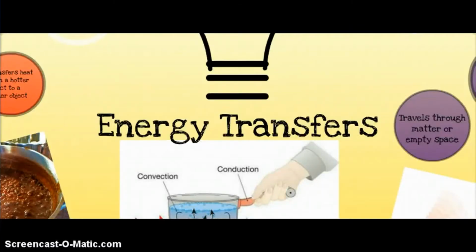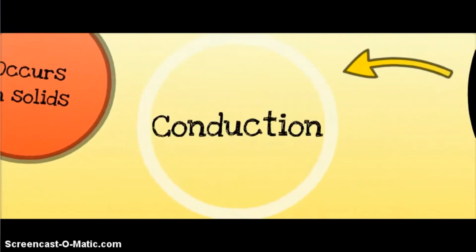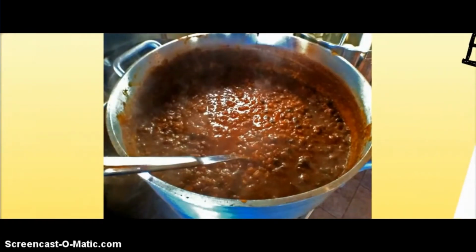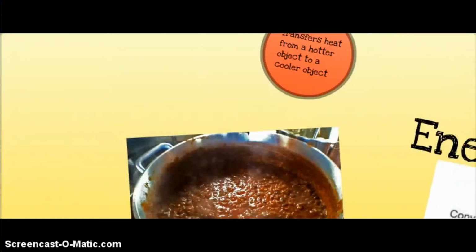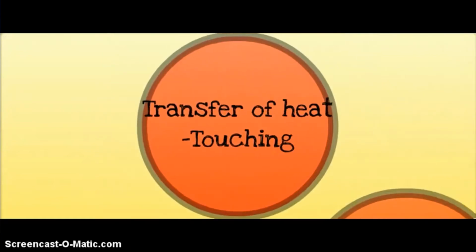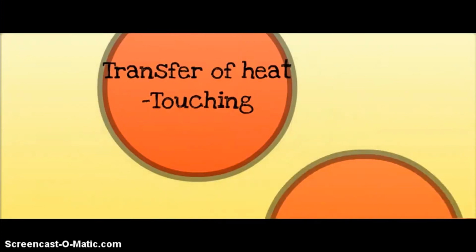Today we are going to look at the different types of energy transfers: conduction, convection, and radiation. We will first start with conduction. Let's take a look at a picture that represents conduction. What do you think conduction means just by looking at this picture? Conduction is a transfer of heat or thermal energy by touching.